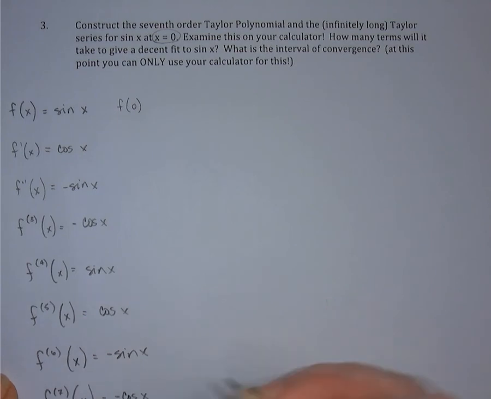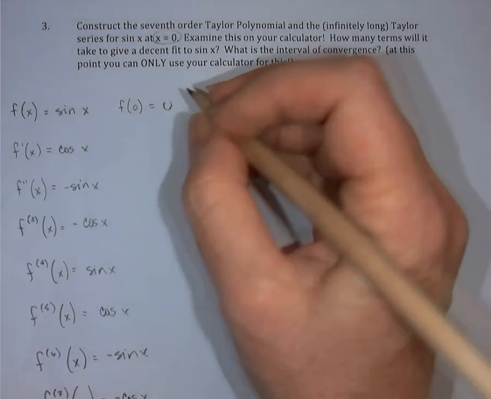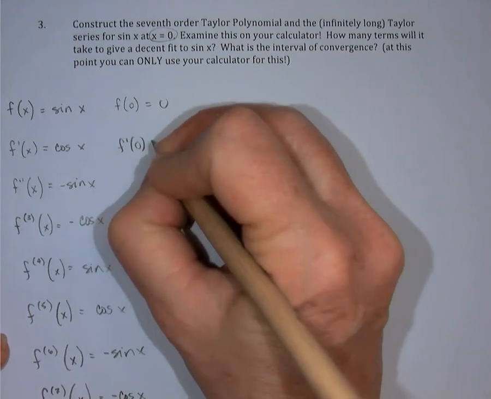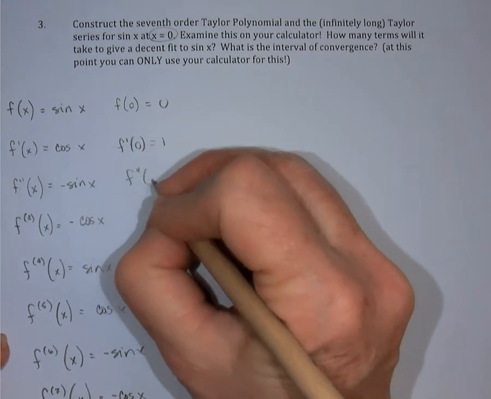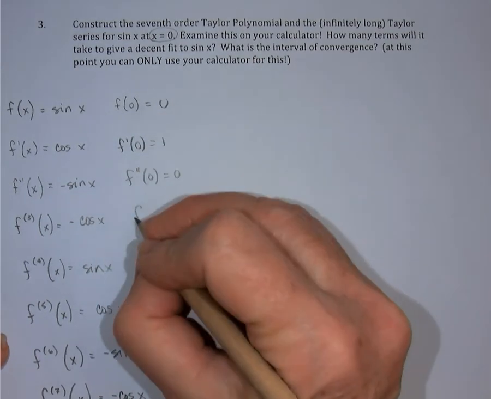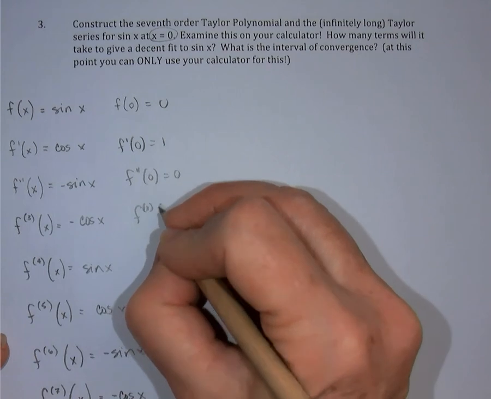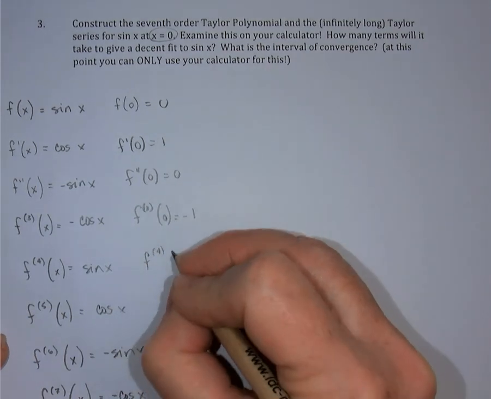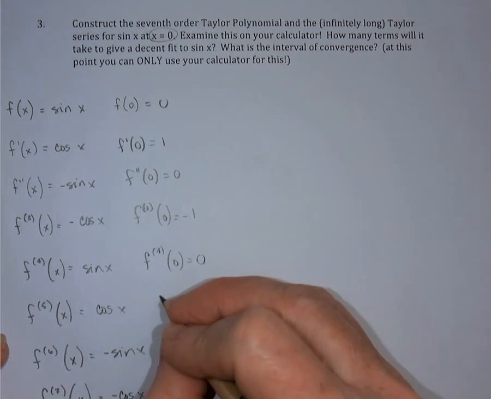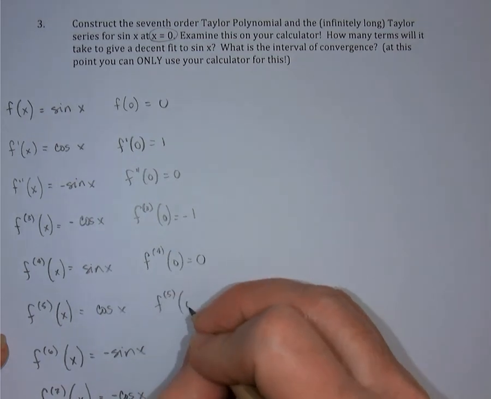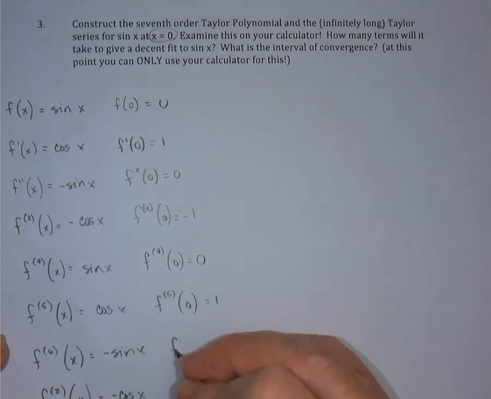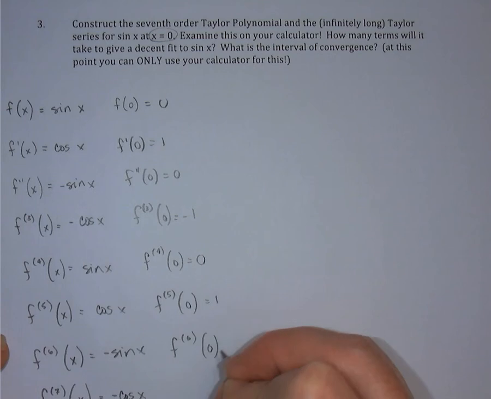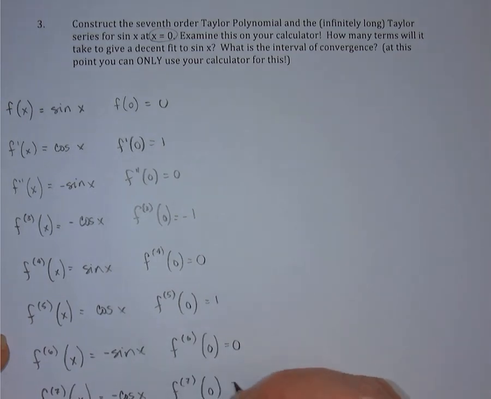So now let's plug 0 into this. So f of 0 is 0. F prime of 0 is 1. F double prime of 0 is 0. F triple prime of 0 is negative 1. F fourth derivative at 0 is 0. The fifth derivative at 0 is positive 1. The sixth derivative at 0 is 0. The seventh derivative at 0 is negative 1.